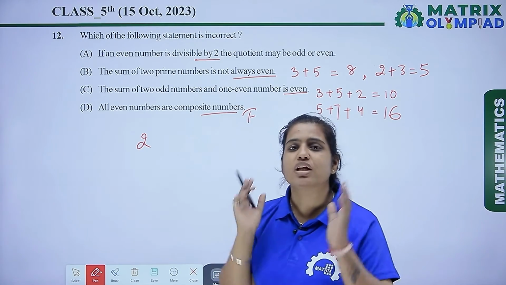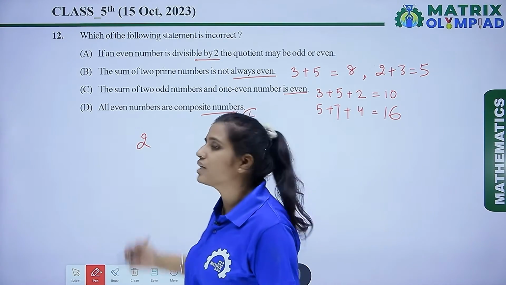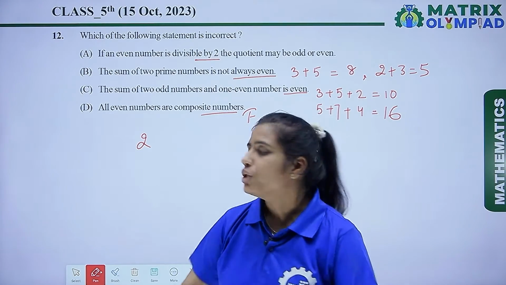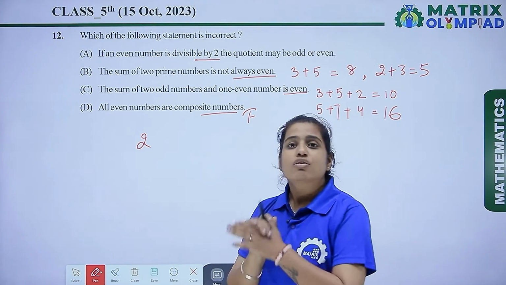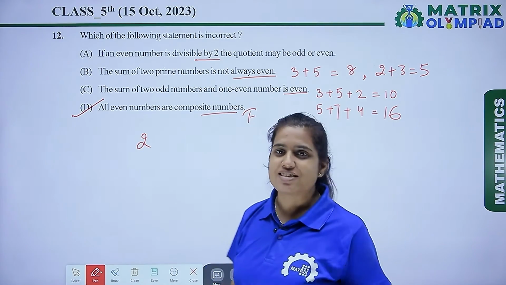What are composite numbers? The numbers which have more than 2 factors, and here 2 is our single number that is prime also and it is an even number also. So this statement is false. So here we can say that option D is the correct answer.